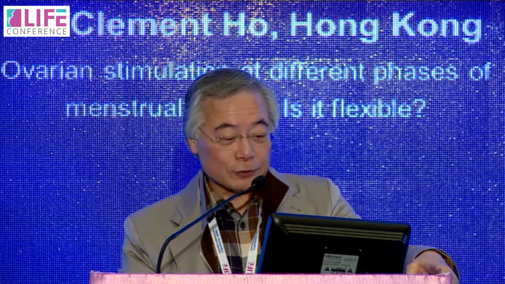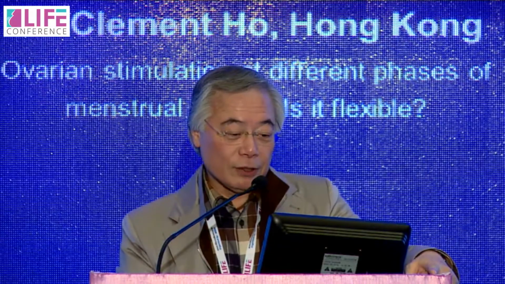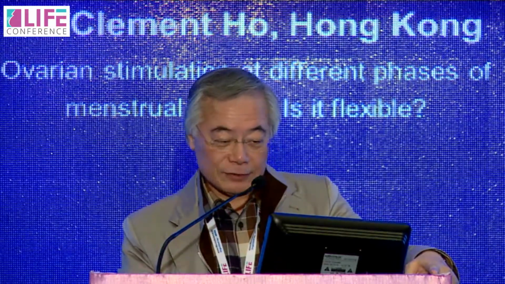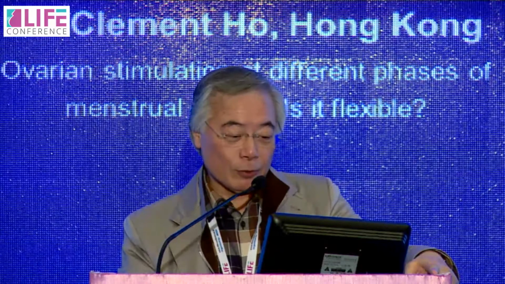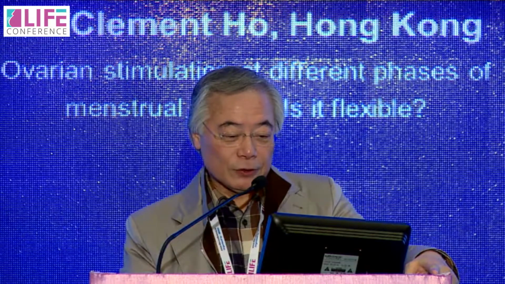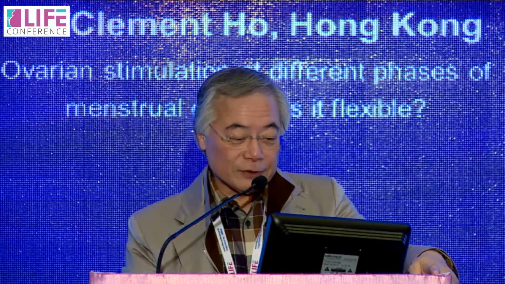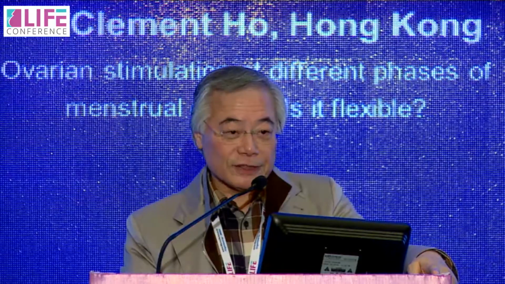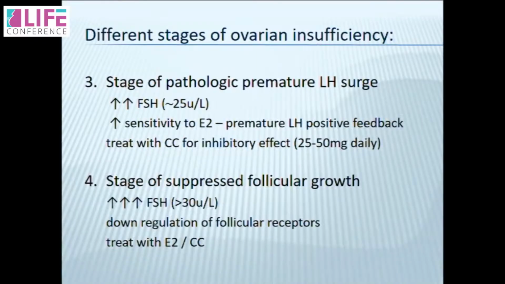Now, when one gets to the stage of suppressed follicular growth, when the FSH is really high, it's 30 units per liter or more, now it will cause downregulation of the follicular receptors. So it's almost like what we say, the eggs are fried. You don't see the follicles coming. And because once they become large enough, in fact, they go atretic. And for this one, we have to treat with E2 and clomiphene citrate. Now, let me expand this.